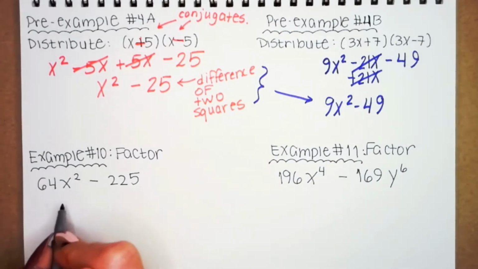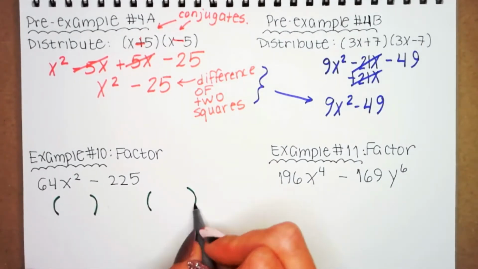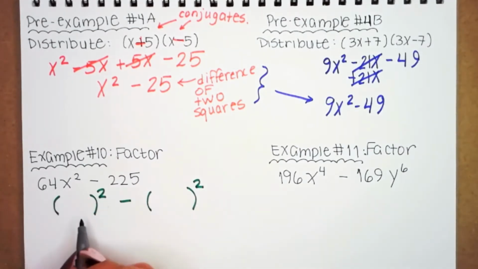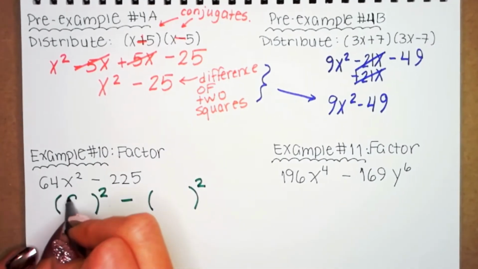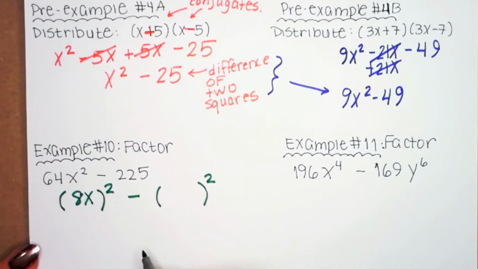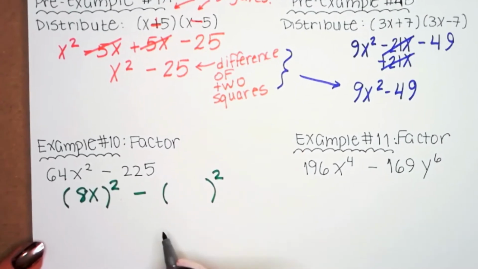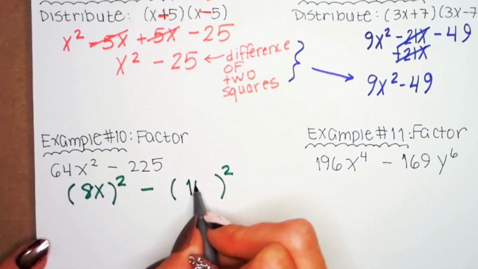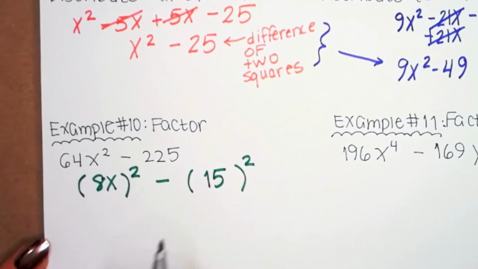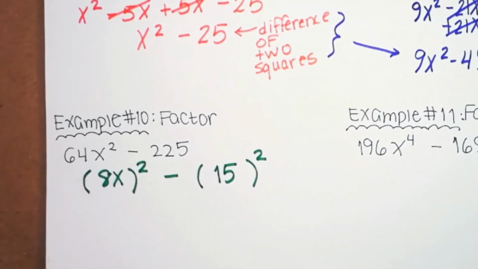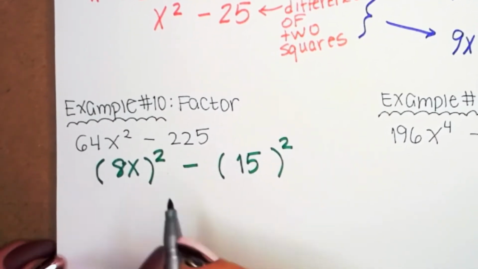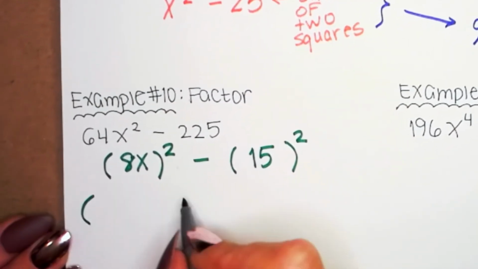Let's look at example 10 using a method similar to the one we used for the cubing examples. What's being squared to make 64x squared? 8x. And what's being squared to make 225? 15. I really can't stress enough how important it is to memorize that list of math facts I shared with you guys at the very beginning of this 5-part series.